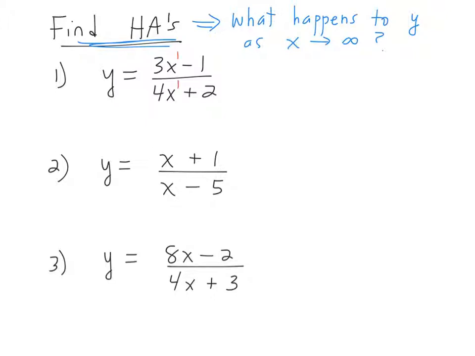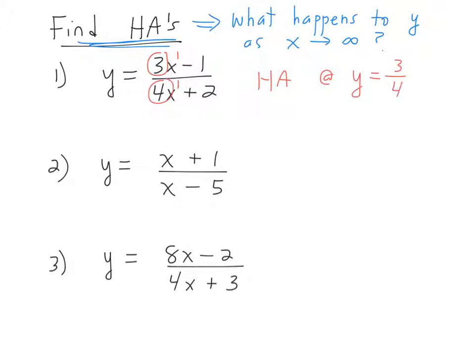So you have equal powers, which means it's not bottom heavy. So we're going to have an HA at what we call the ratio of the coefficients. That just means the numbers here in front. So y equals 3 over 4.